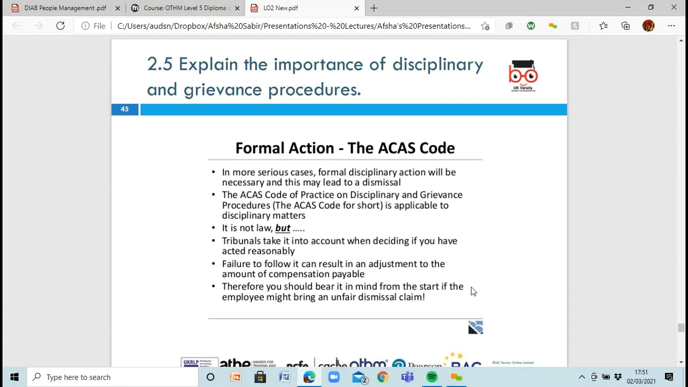If you don't follow it, it can result in an adjustment, which means you probably have to pay compensation to your employee. So you should always bear that in mind and try to work with your employee before it gets into a dismissal claim or gets passed on to more serious avenues.